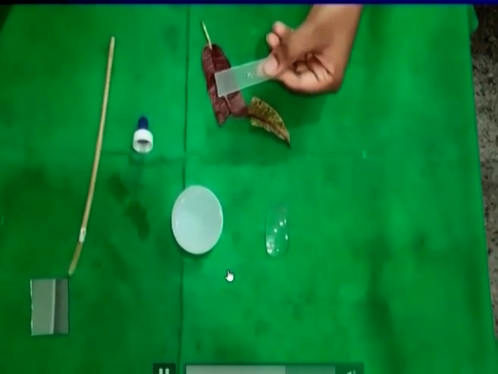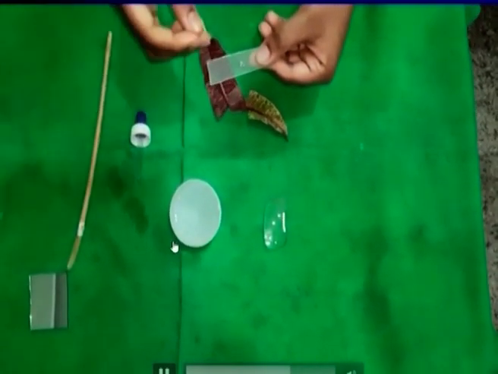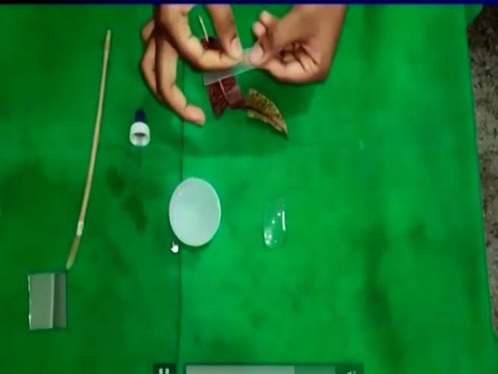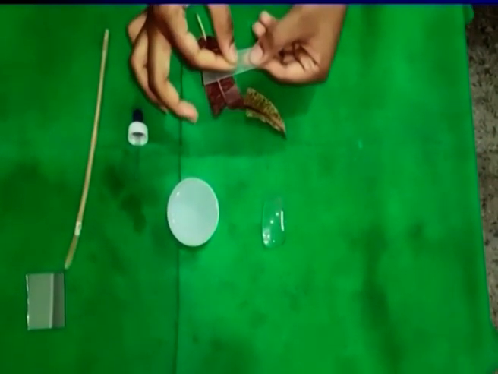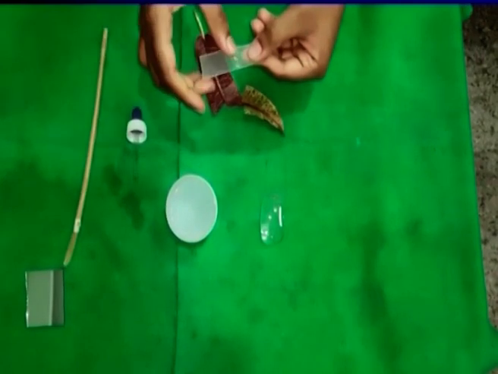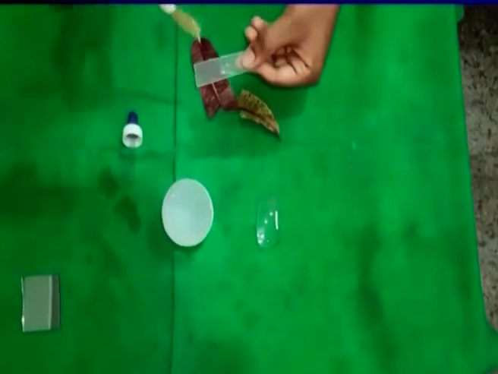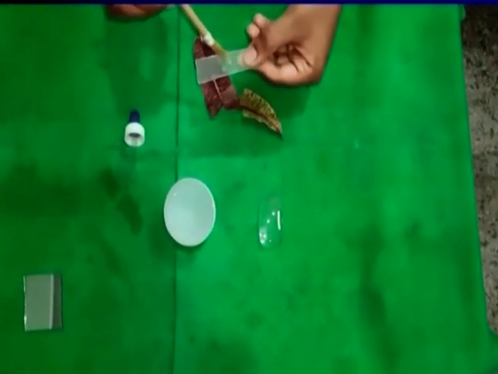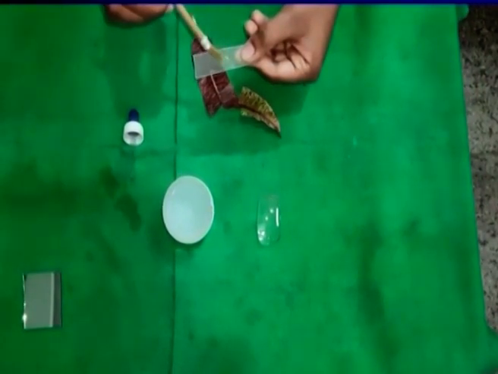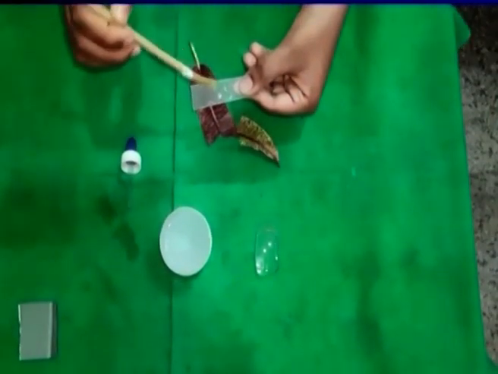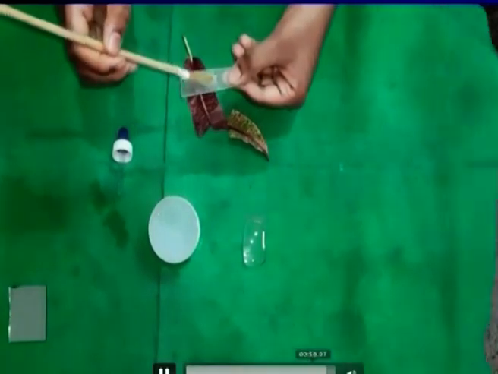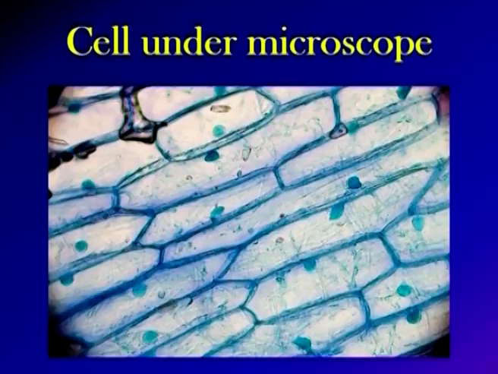Take a cover slip and fix it over the membrane and observe under the microscope. While covering, you should be very careful that no air bubbles remain under the cover slip. When you look under the microscope, you can see a structure like this.